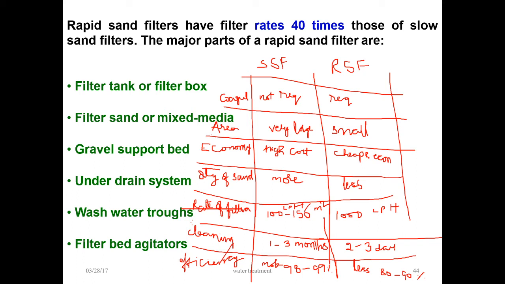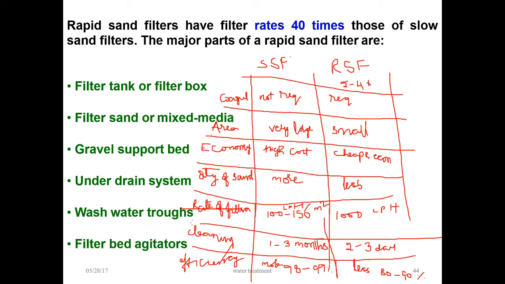For backwashing, in the slow sand filter no backwashing is required. For cleaning purpose in the rapid sand filter, backwashing is required. 2 to 4% of filtered water is required for backwashing.